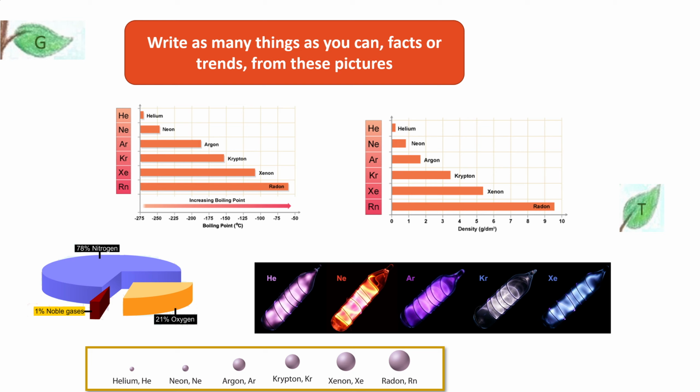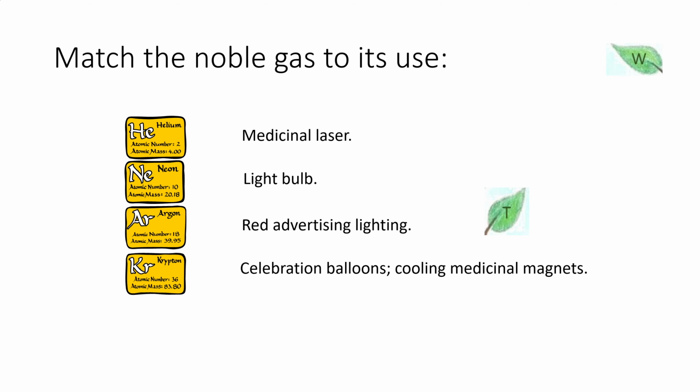Now, the only other thing you need to know about group 0 elements is they are very, very unreactive. So they are very difficult to react with anything. So even though the reactivity increases as you go down the group, they really do not react with anything unless under extreme conditions. Now, just a quick matchup.